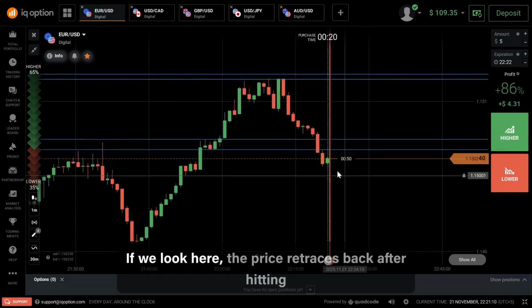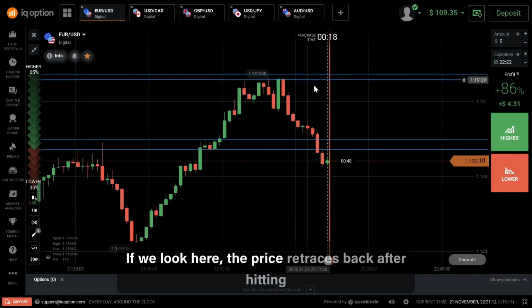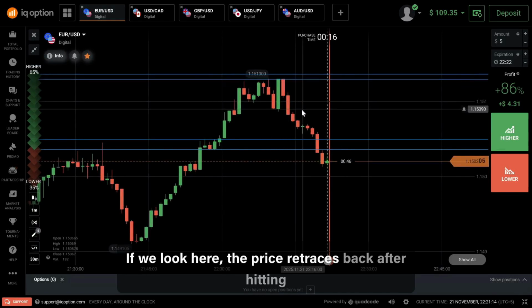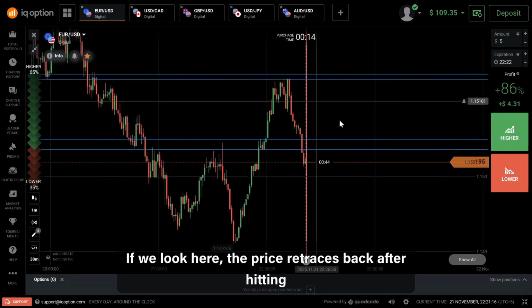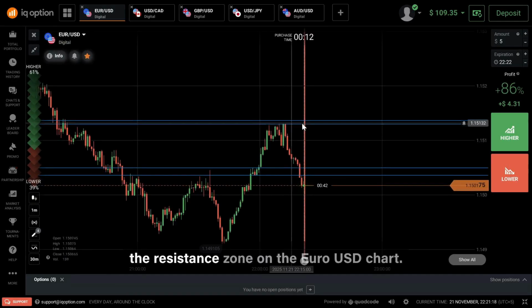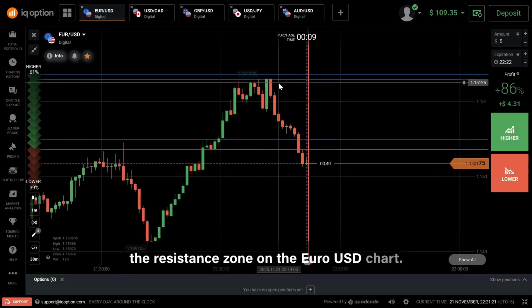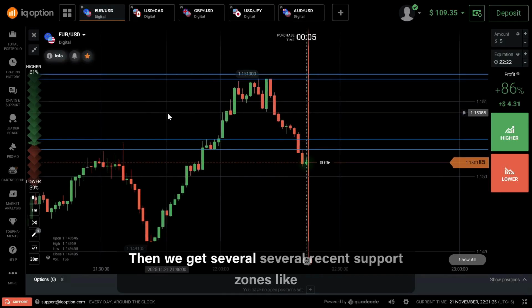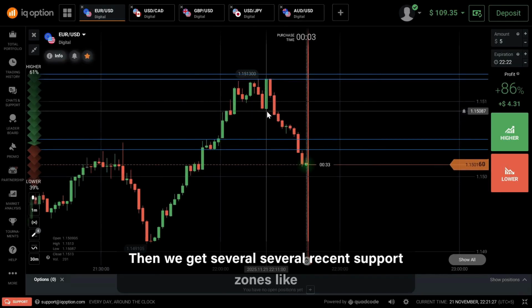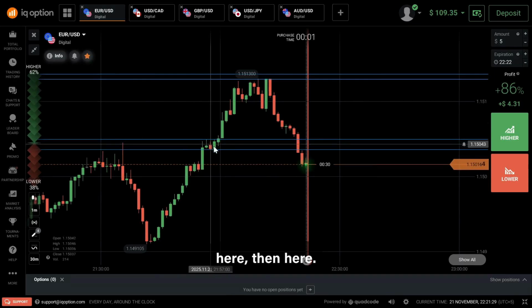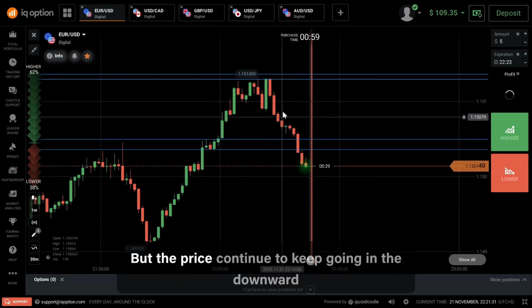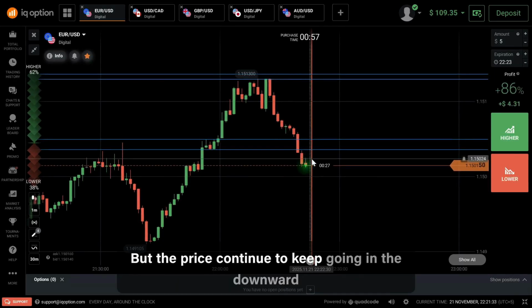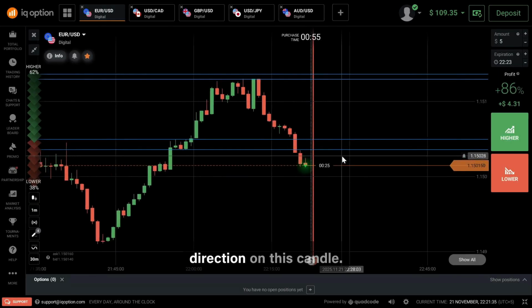If you look here, the price retraces back after hitting the resistance zone on the EUR/USD chart. Then we get several recent support zones, like here, then here, but the price continues to keep going in the downward direction.